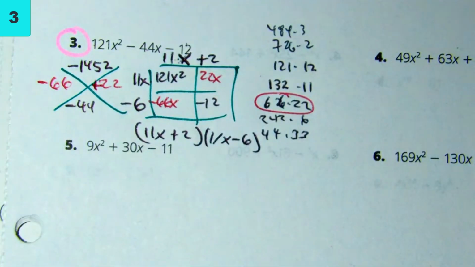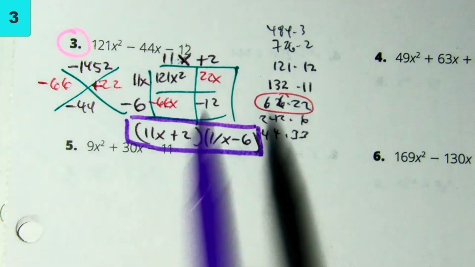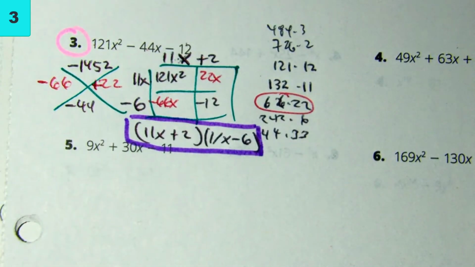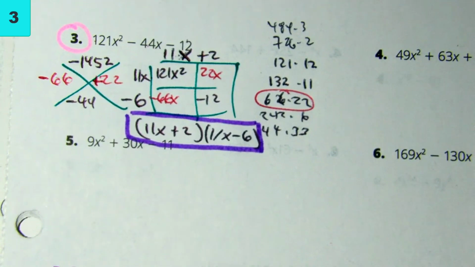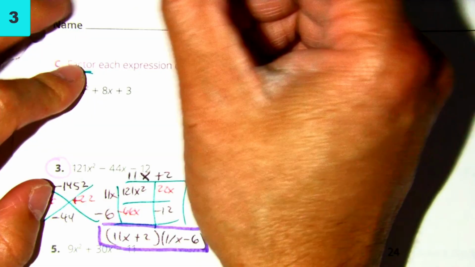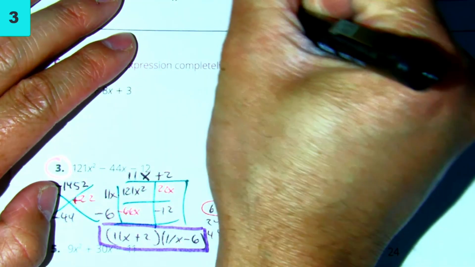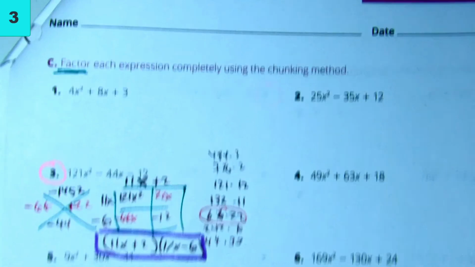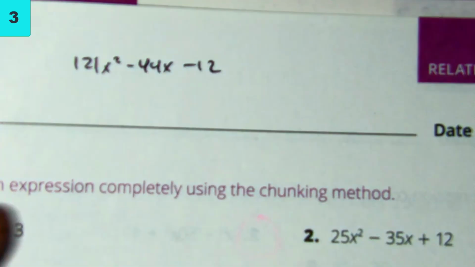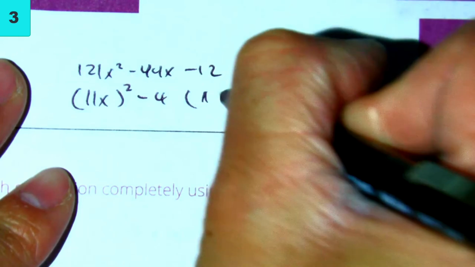Now, what was the challenge for us to do the X-box? The numbers were super big, weren't they? Okay, let me show you guys chunking method. So I have 121x squared minus 44x minus 12. So in parentheses, I need to have the same number. So that'll be 11x, and then the square on the outside, negative 4 times 11x minus 12.